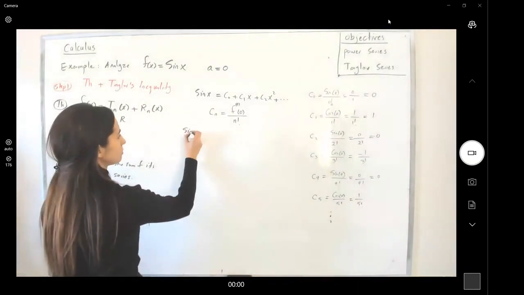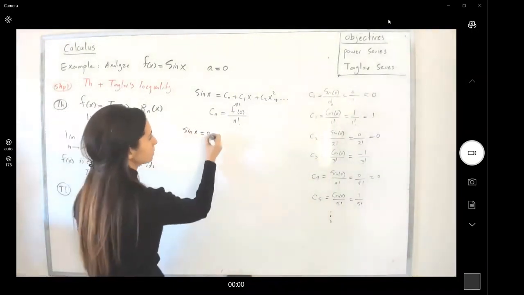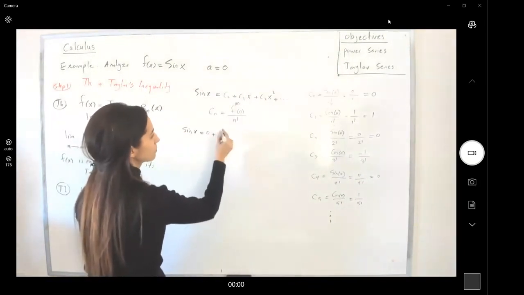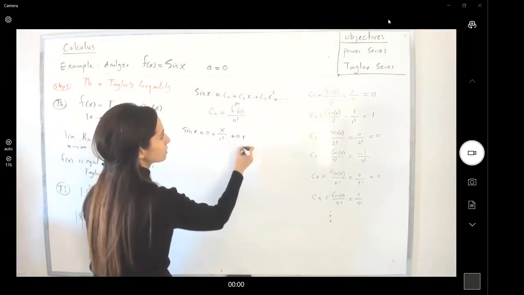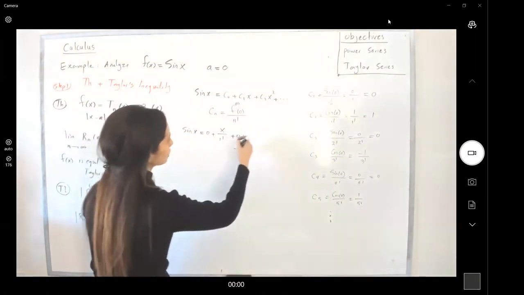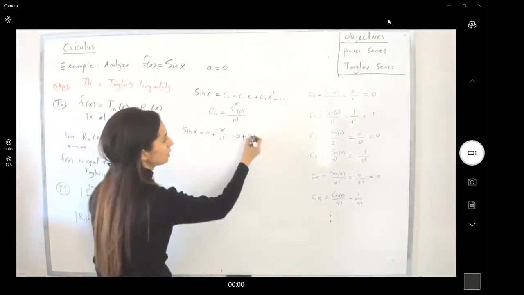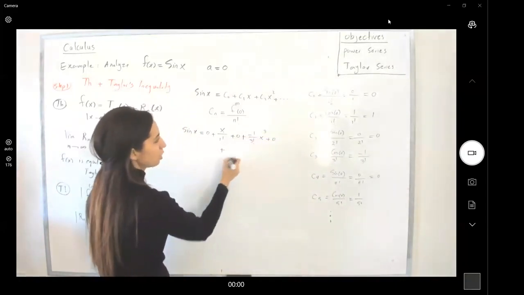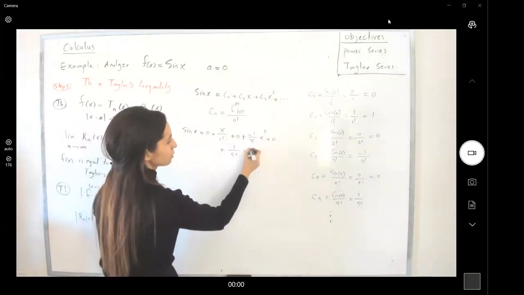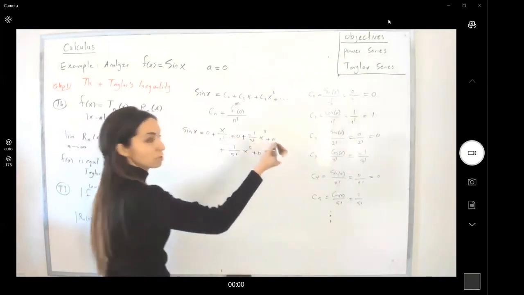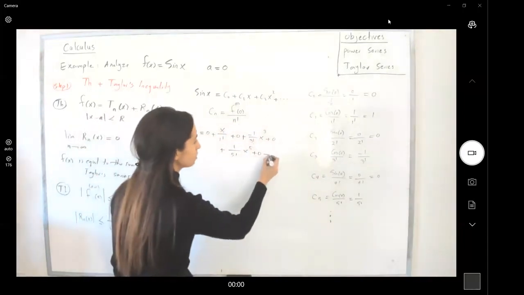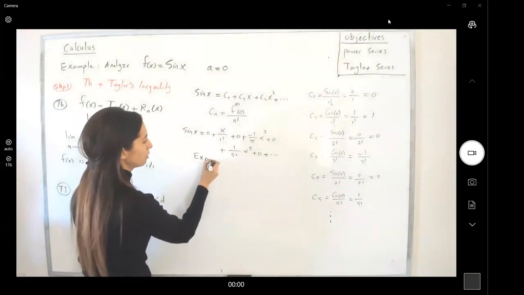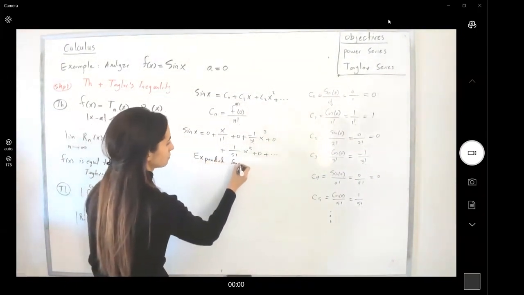So sine of x can be written as 0 plus 1 over 1 factorial times x plus 0 plus, here we have C sub 2, which is 0, and now we have C sub 3, negative 1 over 3 factorial, x cubed plus 0, and you have plus 1 over 5 factorial, x to the 5th plus 0, and then if you continue, you have negative 1 over 7 factorial, and the rest of the terms. So this is just the expanded form.